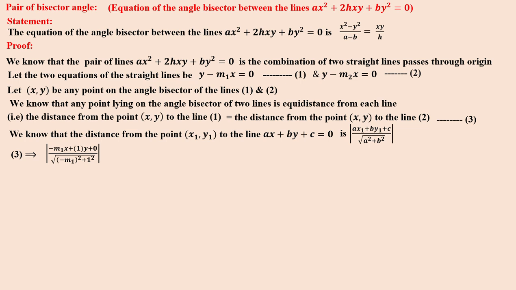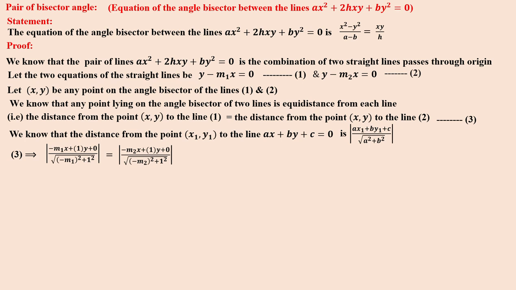Similarly for the second line: instead of a you put minus m2, instead of b you put 1, and instead of c you put 0. x1 y1 is xy. So you will get the distance: modulus of minus m2x plus 1 into y plus 0, by root of minus m2 square plus 1 square.